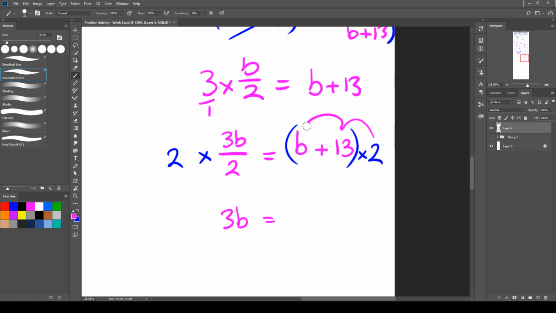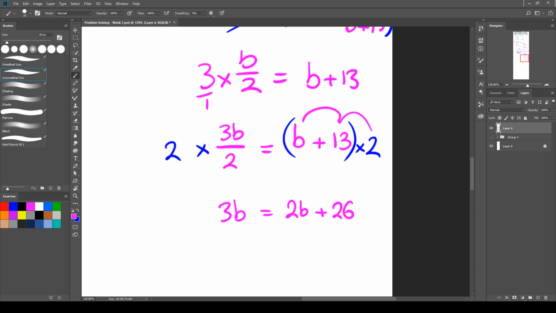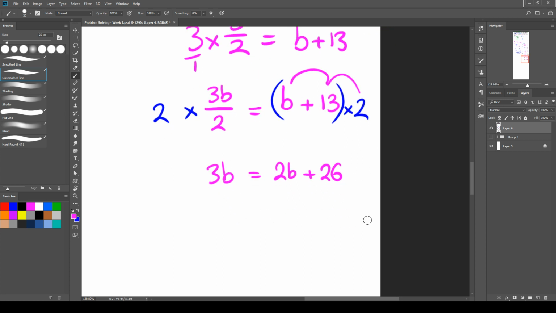And then I've got to do the distributive law. So 2 times b will give me 2b. 2 times 13, 2 times positive 13, sorry, I will get 26. Very close now. I want to get rid of 2b from both sides. So if I subtract 2b, that will cancel out to 0. So that becomes nothing. Nothing plus 26 is just 26.